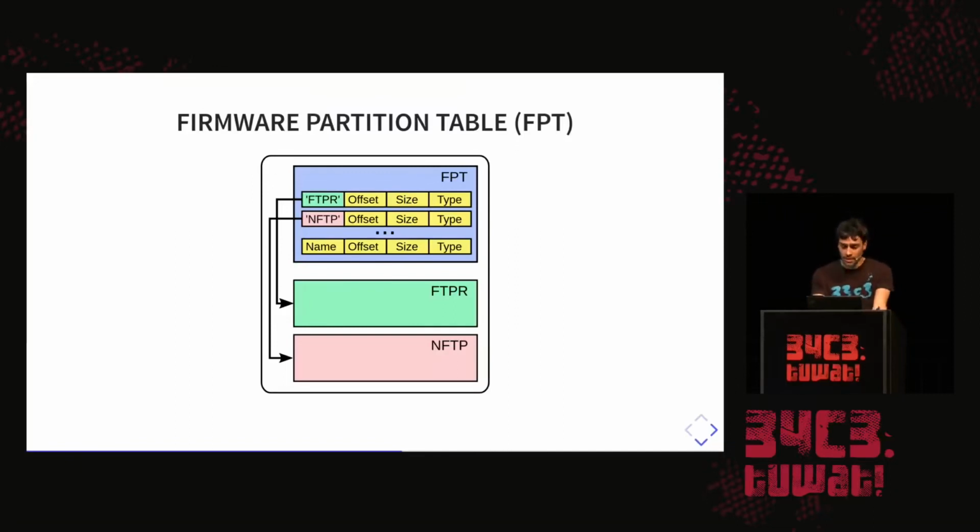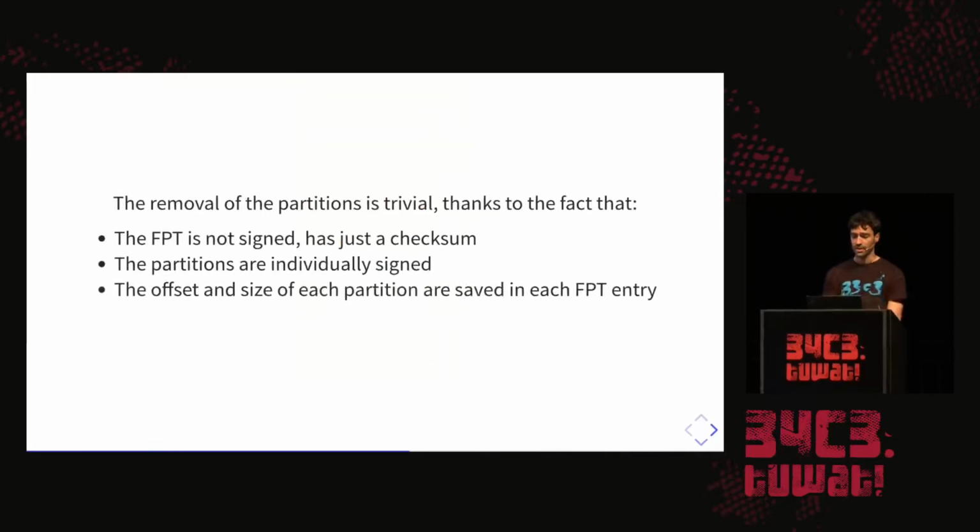Removing this partition is quite easy, because inside the FPT we have these entries, and each entry has the offset and the size. So all we have to do is just to remove the code from the offset to the offset plus the size. The partitions are signed, but they are signed individually, so we can remove the whole partition without any major effect, because the signature was inside the partition, so we remove both the code and the signature. Moreover, the FPT is not signed, it just has a checksum, so it's quite easy to remove everything we want.